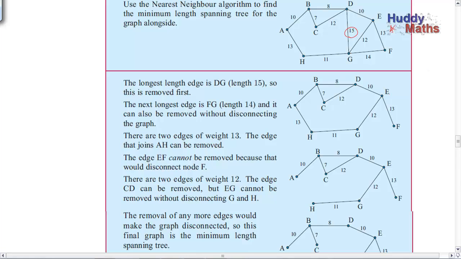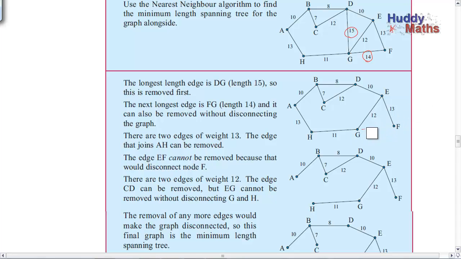Now, are they still all connected? Yep, so that's okay. Next longest edge, let's have a look. We're looking for the biggest number. Well, here it is here. And can you, FG. FG is that one. So they've removed it. Is everything still connected? Yep.